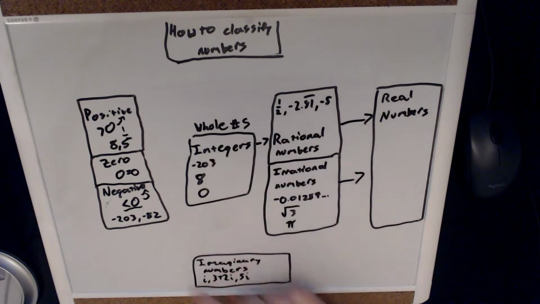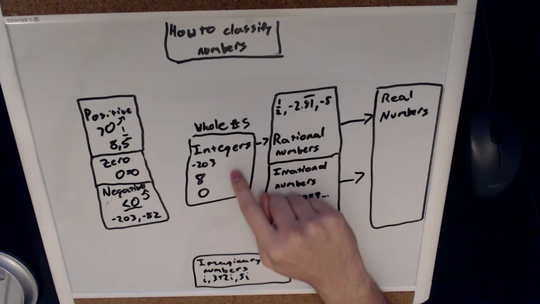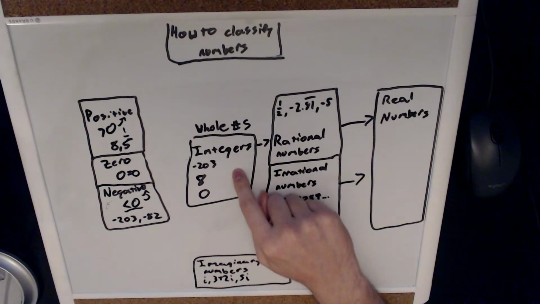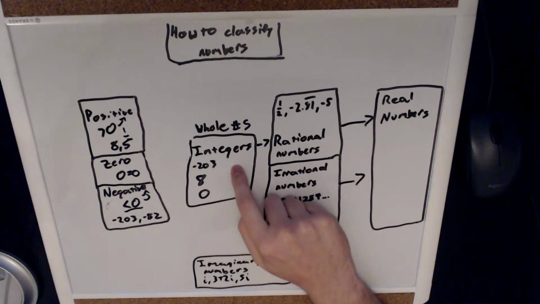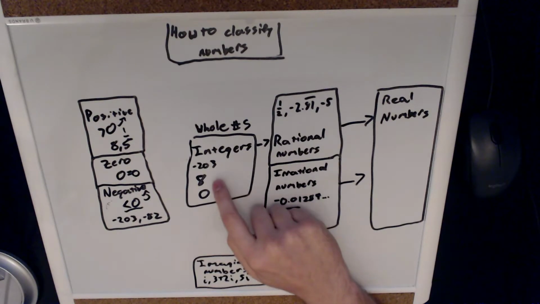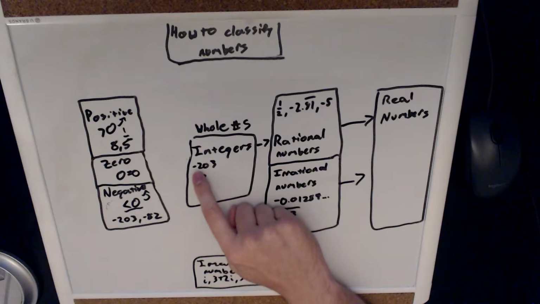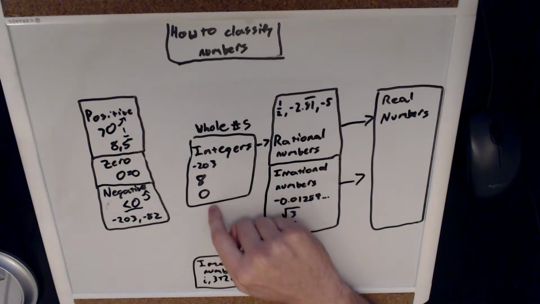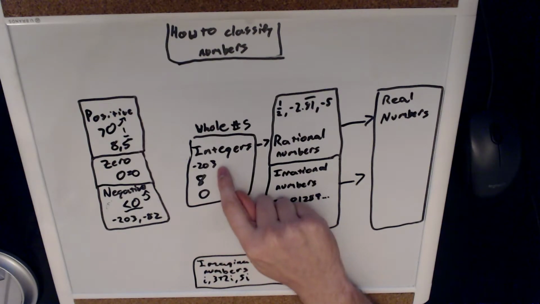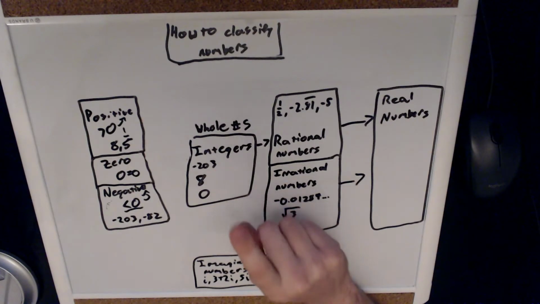Moving on to our second categorization, we have integers. Integers are also known as whole numbers, and they're any value that does not have a fractional value. So, doesn't matter if it's negative or positive or 0. It's anything that doesn't have anything after the decimal other than 0.